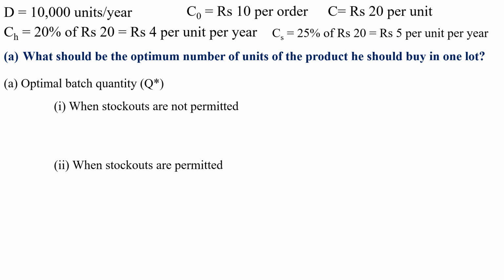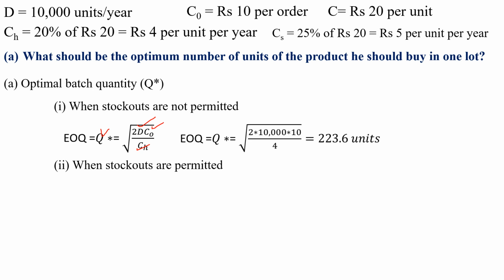In this one we know the EOQ formula, that is Q star equals the root of 2D C naught by CH. Here we know the D value, the C naught value, and the CH value also. Substitute all the values in the Q star formula. So we will get the EOQ as 223.6 units.